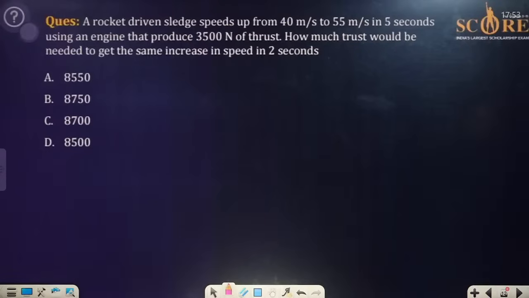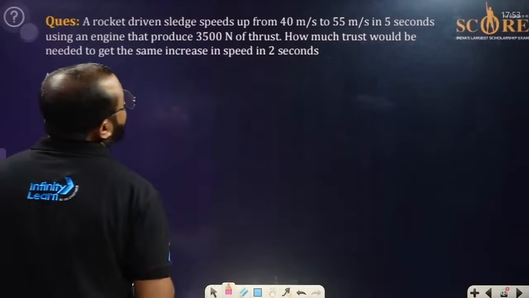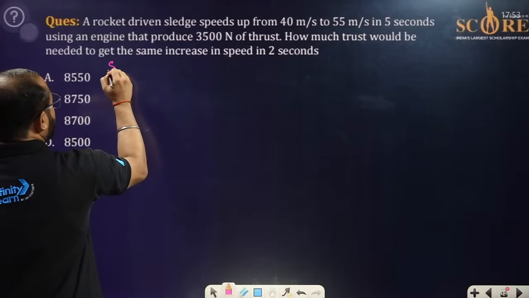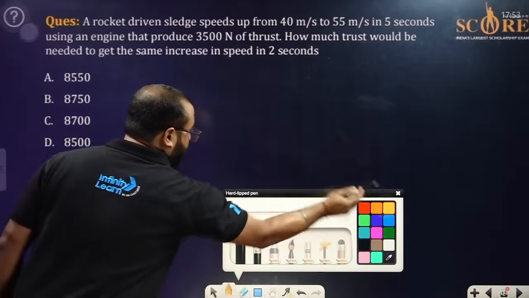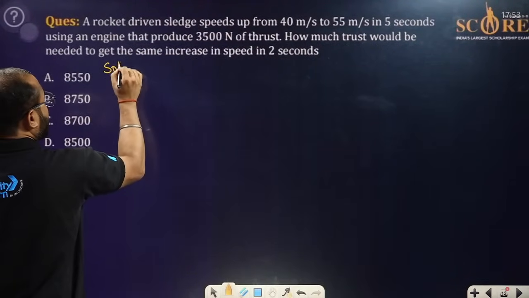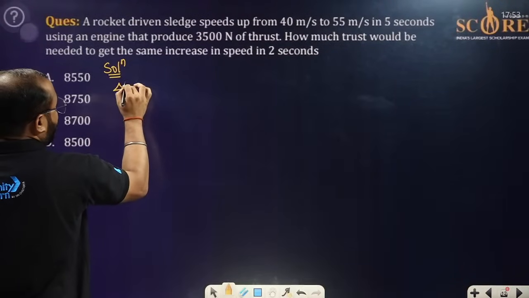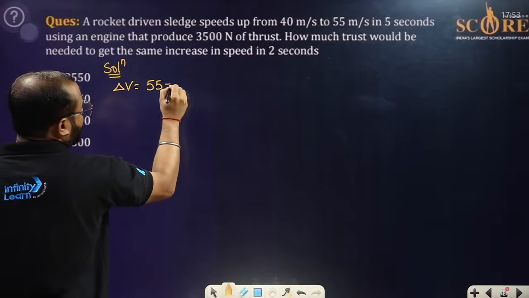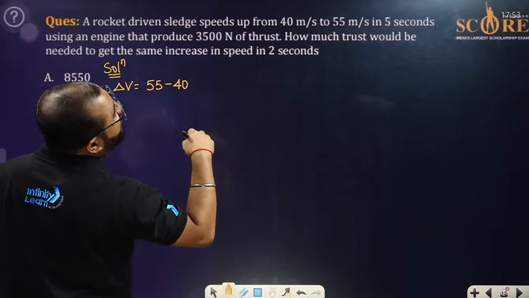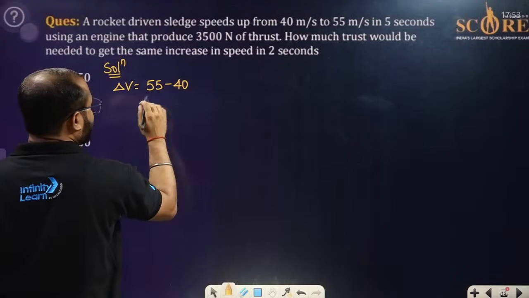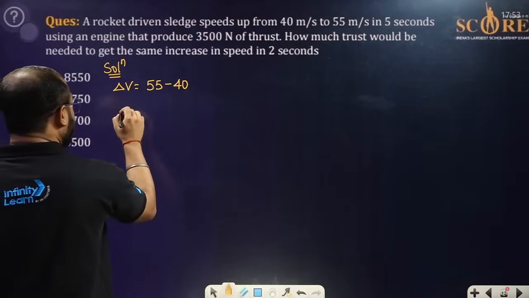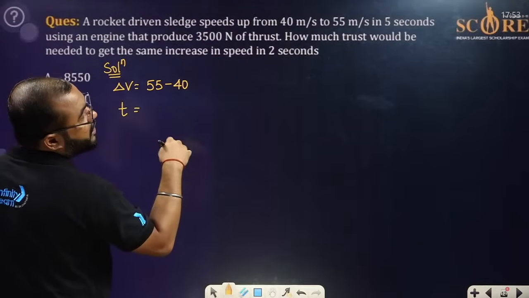Now, a rocket-driven sledge speeds up from 40 meters per second to 55 meters per second. As you can see over here in the solution, there is a change in velocity. The change in velocity means 55 meters per second to 40 meters per second. Getting my point? That is the change that has happened, initial and final, and the time taken to do this change is 5 seconds.